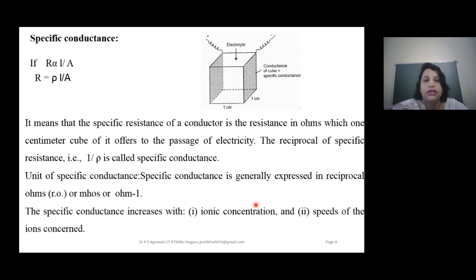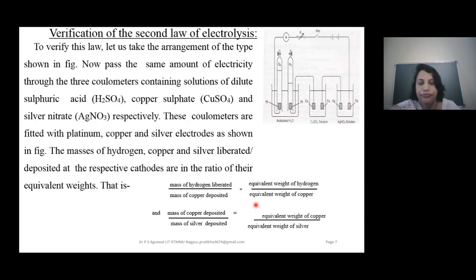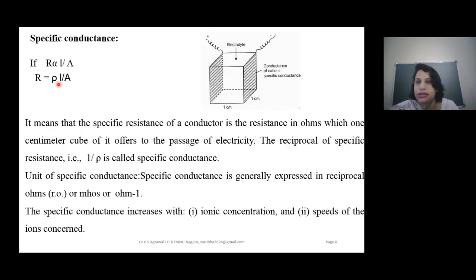Now we will see what is specific conductance. We know this is the formula for resistance. If L is 1 and A is 1, then this resistance becomes equal to the specific resistance. Specific resistance is nothing but the resistance when the length is 1 centimeter and the area of cross section is 1 square centimeter. So this is specific resistance, and its reciprocal is specific conductance.